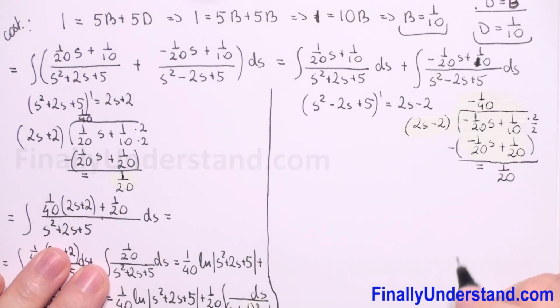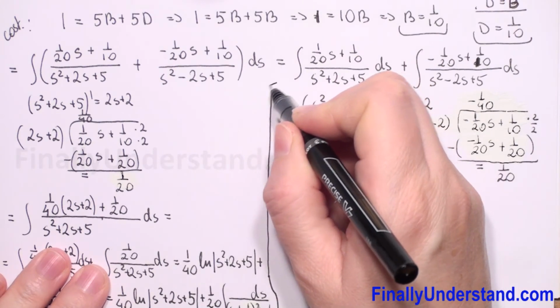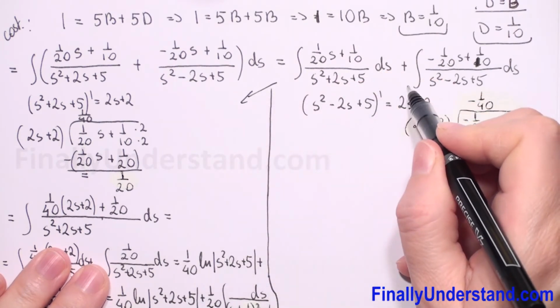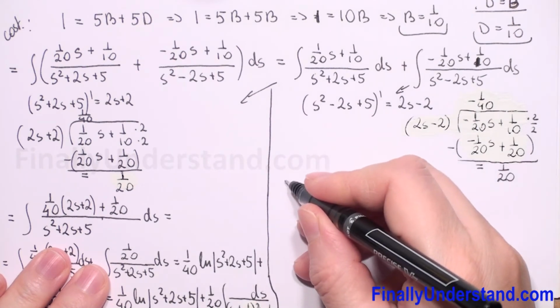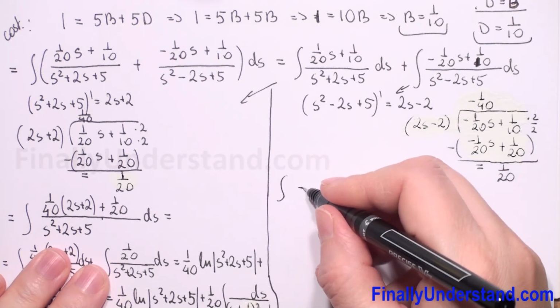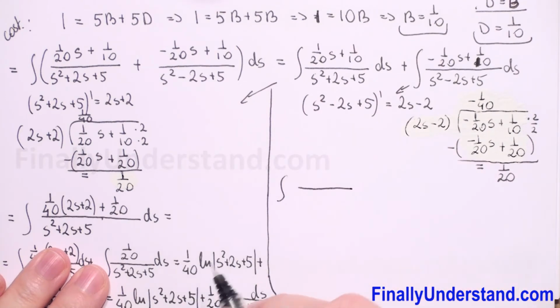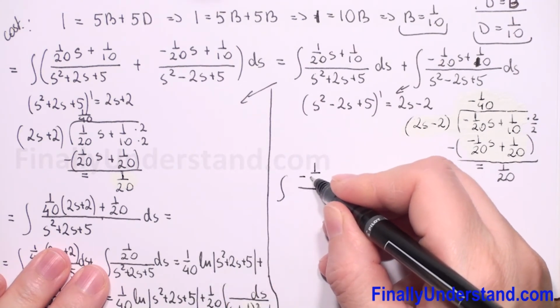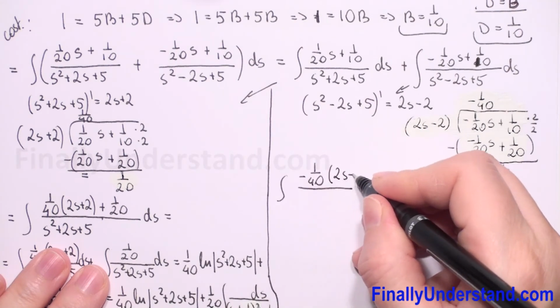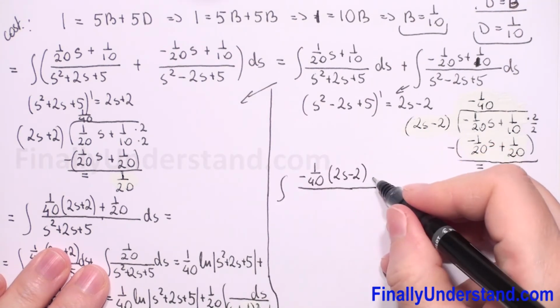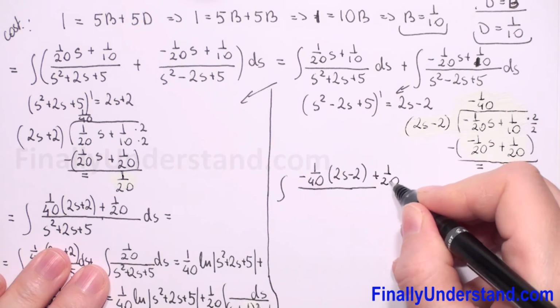So now we can rewrite our second integral. This was the solution for our first, and now we solve the second integral. So we have the integral of, in the numerator, negative 1 over 40 times (2s minus 2) plus 1 over 20.